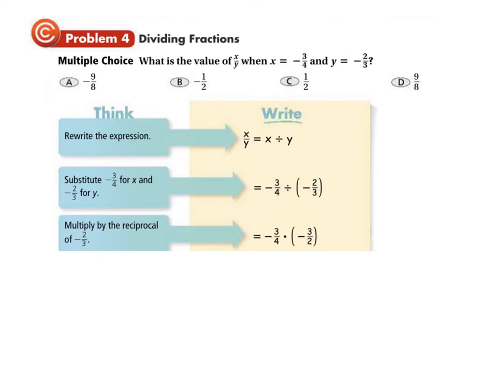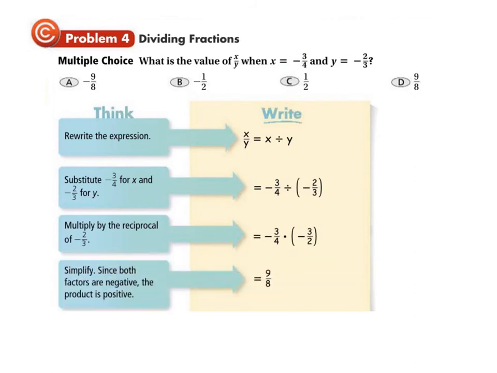Okay? You might have heard keep, change, change, or stay, switch, flip. Both of those indicate that the first number stays the same. This changes from division to multiplication at the exact same time that this turns into its reciprocal. You flip it, but do not change the sign. Okay? And then negative times negative is positive, 3 times 3 is 9, and 4 times 2 is 8. So numerator times numerator is numerator, denominator times denominator is denominator, and we get 9 over 8 as the answer. So the correct answer in the multiple choice above is D.